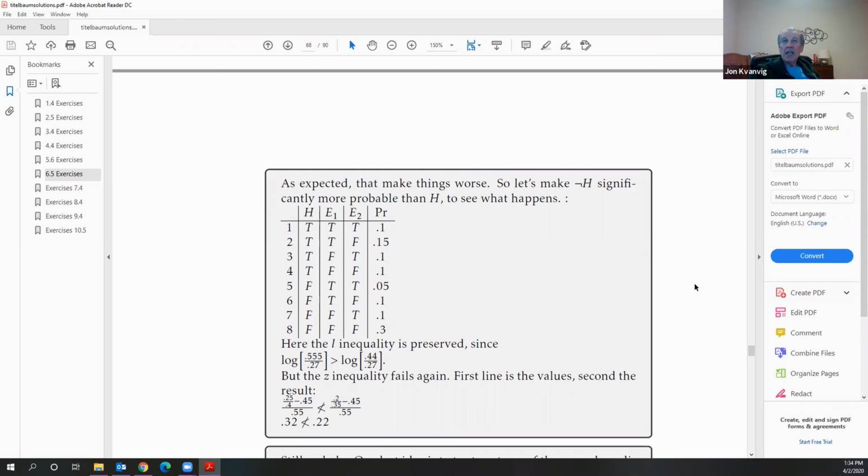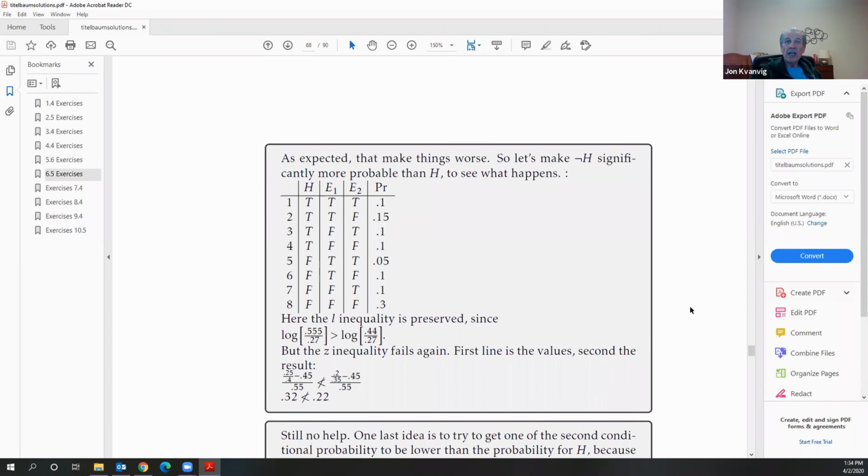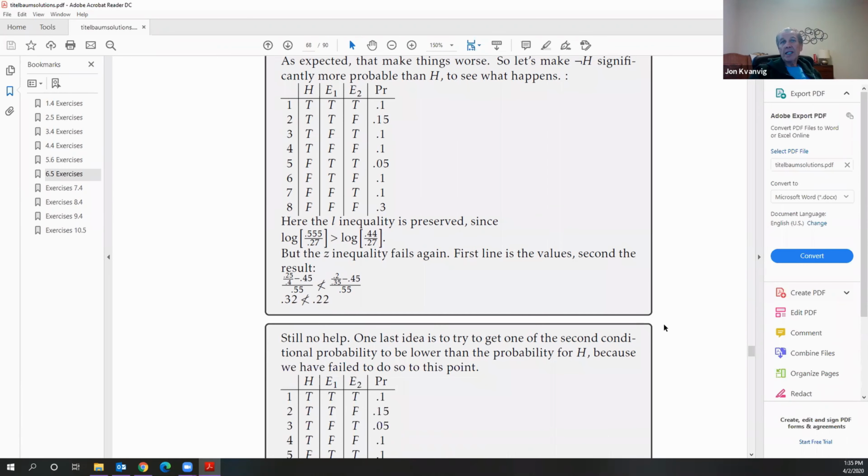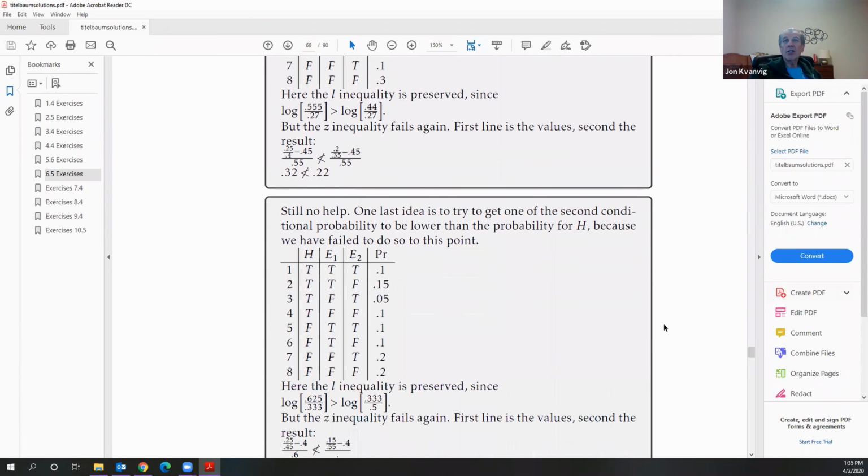So let's make not H significantly more probable than H to see what happens then. So now H is even more unlikely compared to not H than it was in the earlier table. So once again, the log likelihood inequality is preserved, but the Z inequality fails again. So that still was no help in trying to give a counterexample.